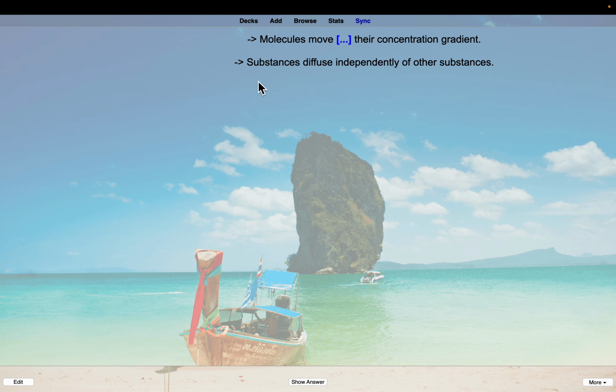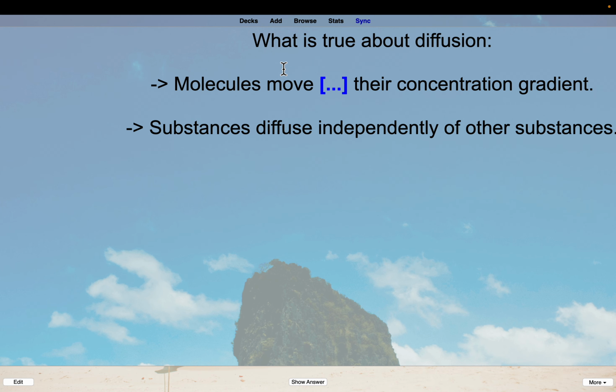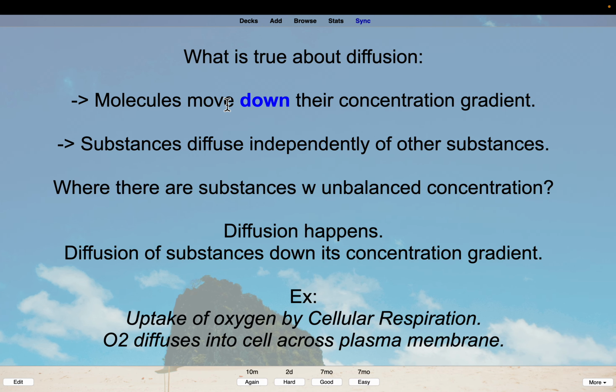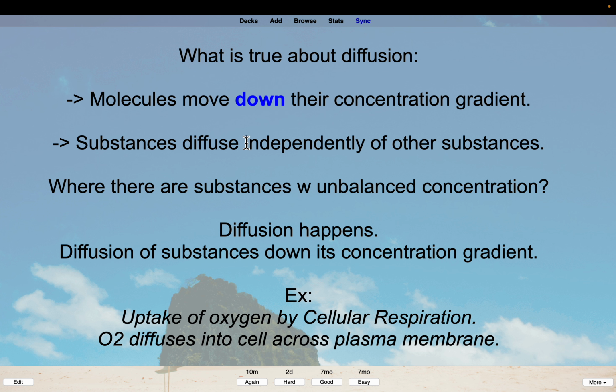Where's your philosophy? Okay. What is true about diffusion? Basically, molecules move down their concentration gradient. Substances diffuse independently of other substances.